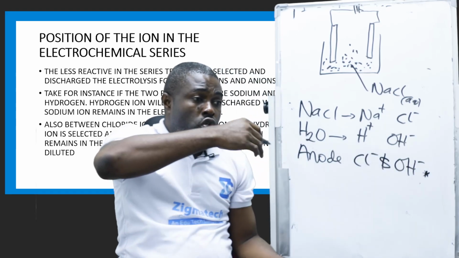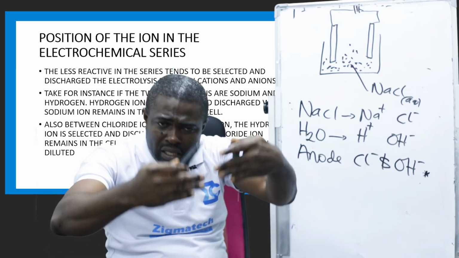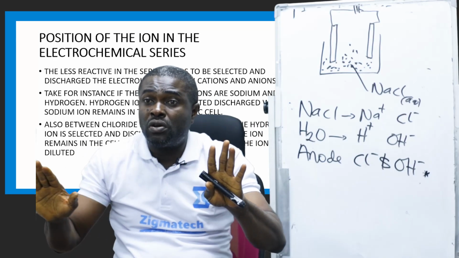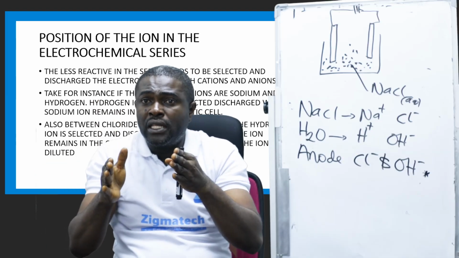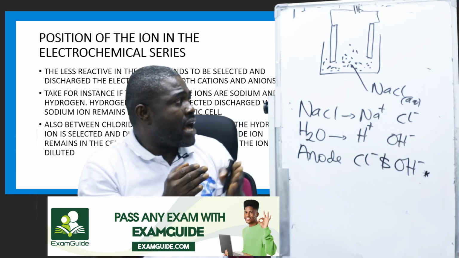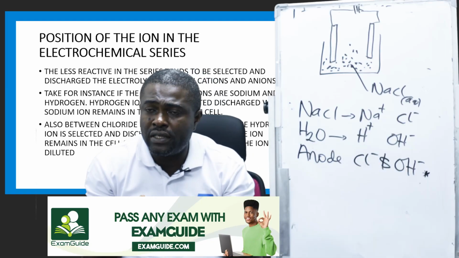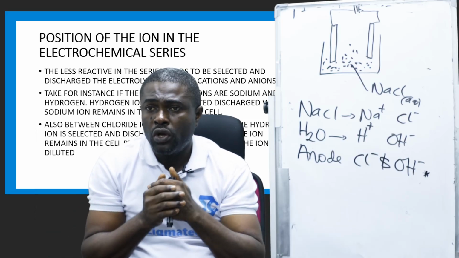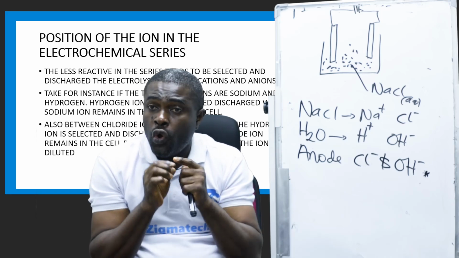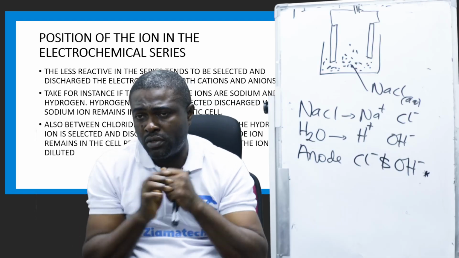So which one should be discharged? Which one should lose or gain electron and get discharged? And which one should go back? Keeping other factors constant, positioning our mind on their position in the electrochemical series, from what I wrote on the board, between OH minus and chloride ion, which one is less reactive? It is OH minus. So the one that is less reactive is discharged. Therefore, we are going to write the anodic half reaction equation using the OH minus.